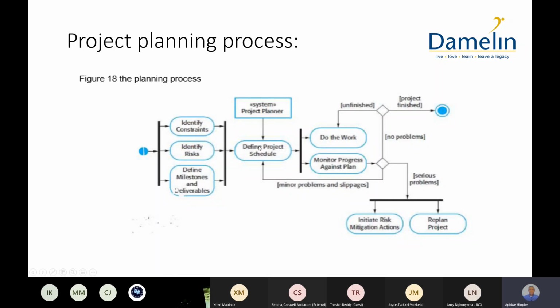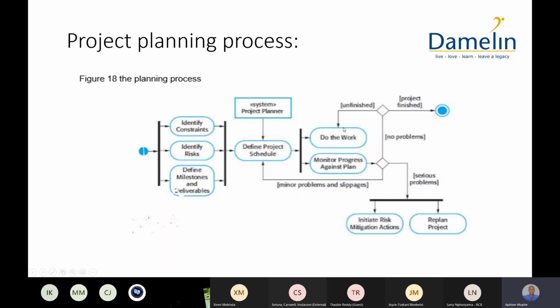Then you need to define the project schedule, okay? And here you're going to be using the scheduling tasks. Once you've scheduled, okay, we have specific dates at which things must be delivered. Then you start to do the work. But while you're doing the work, you need to measure. Remember, we're using the plan-driven approach, so everything we're doing is already documented. So you need to measure what you're doing, monitor progress against the project plan. See if you're deviating or not. Okay, you're not allowed to deviate from the plan.